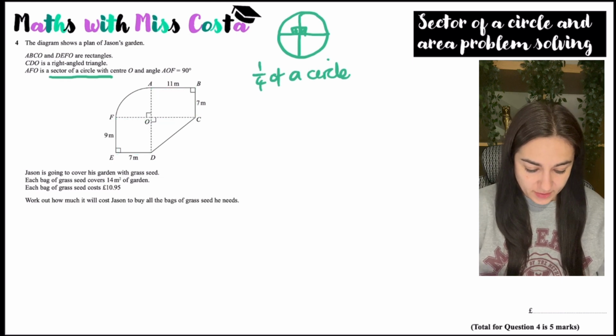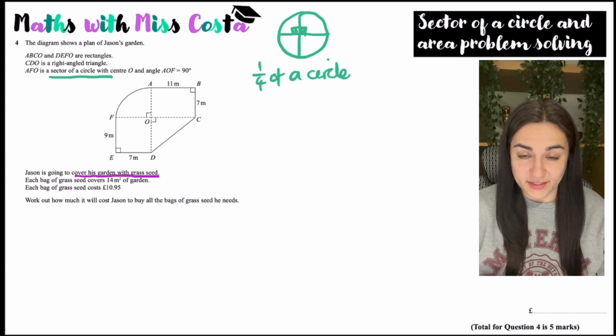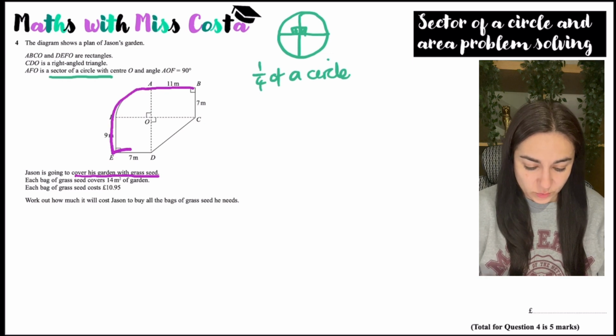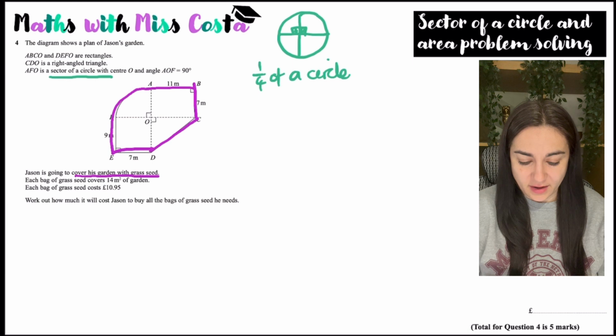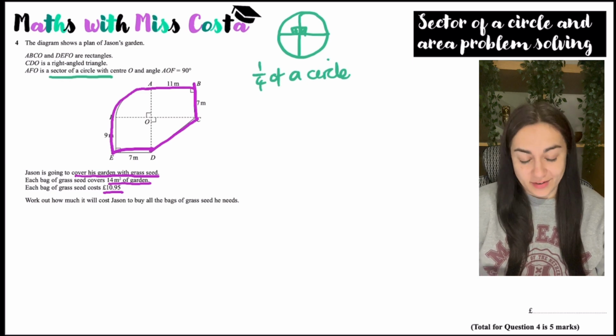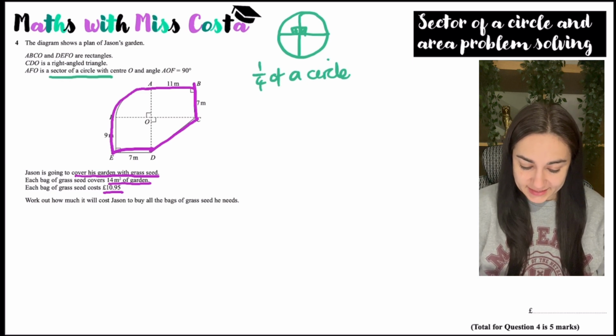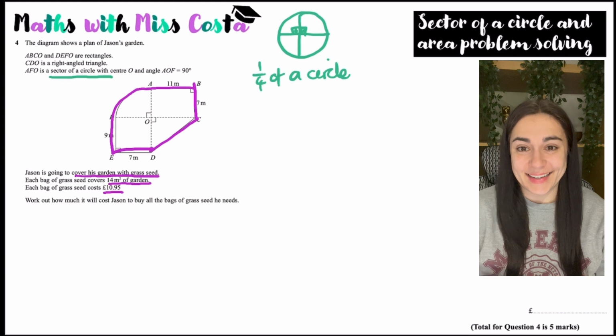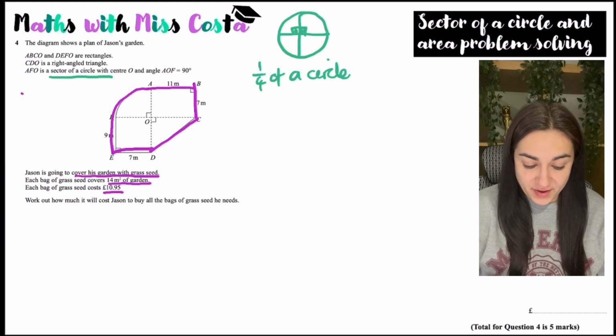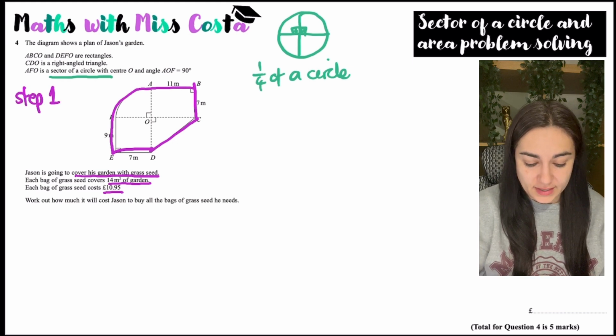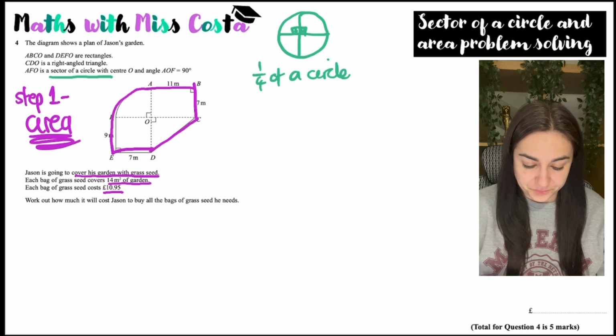So I'm being told that Jason is going to cover his garden with grass seed. So this whole shape here needs to be covered with grass seed. Each bag of grass seeds covers 14 meters squared of garden, and it costs £10.95. I need to work out how much it will cost Jason to buy all the bags of grass seed he needs. So in order to do this, the first thing I need to do is work out the area of the whole garden.